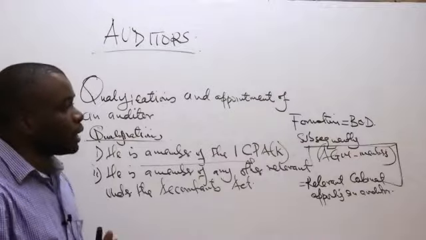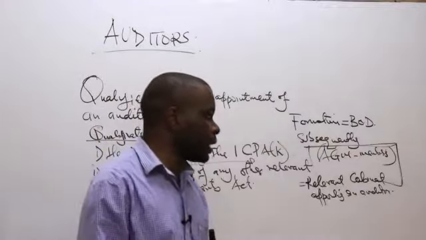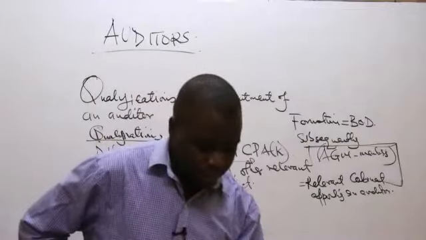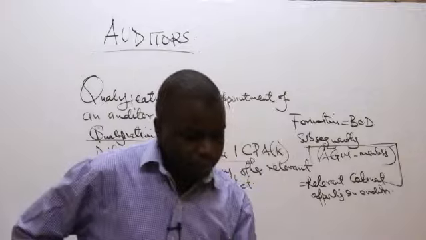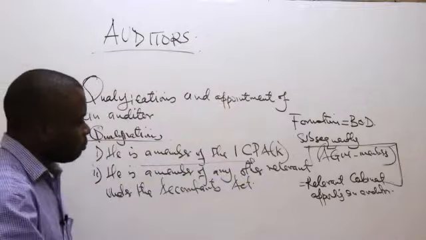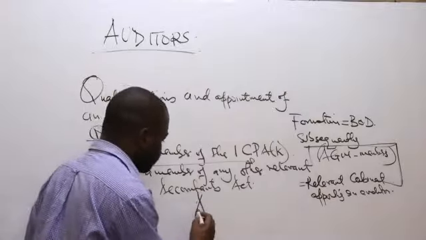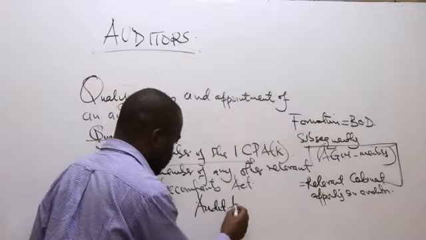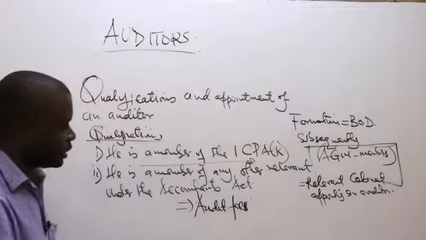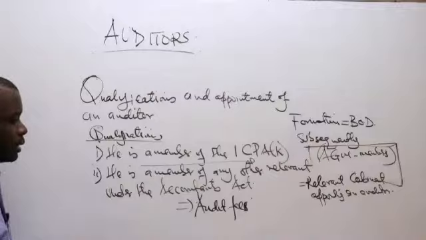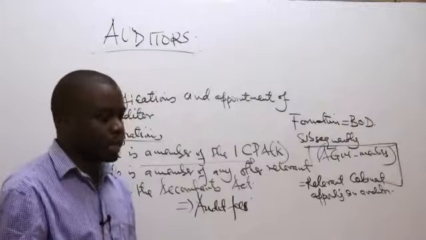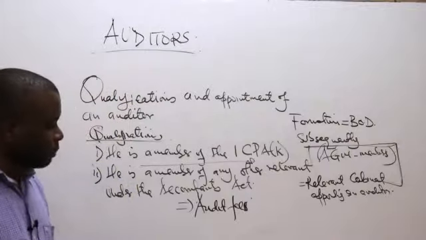This remuneration could come in different forms. They could decide they're going to pay him a salary, or they could decide they're going to pay him a certain amount. For example, they could decide they pay what is known as audit fees. So it could come in terms of the audit fees. It could come in terms of reimbursement of expenses incurred by the auditor while carrying out the audit work. So they could reimburse him certain expenses.